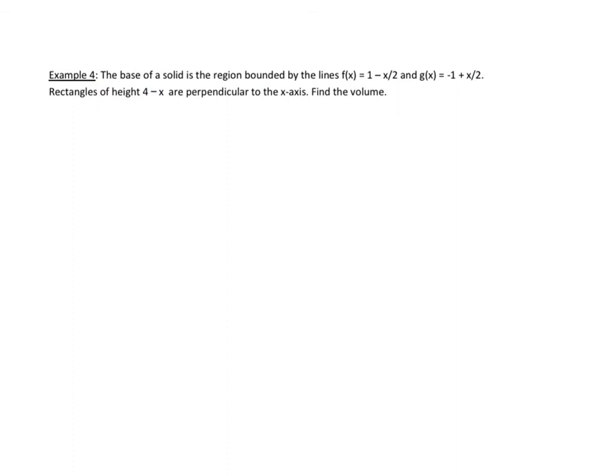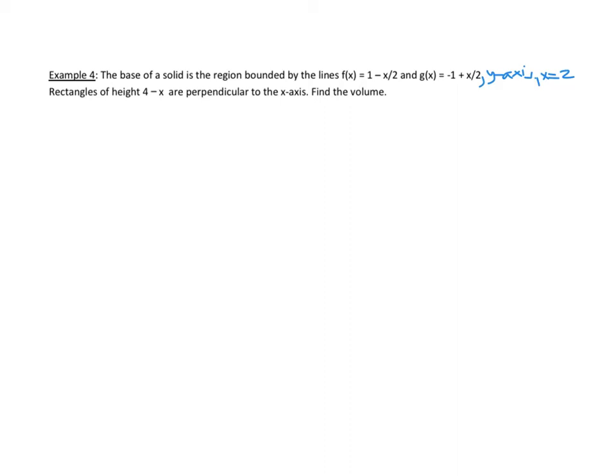So this next problem is a little bit more complicated. We have a base of a solid that is the region bounded by the lines f of x equals 1 minus x over 2 and g of x equals negative 1 plus x over 2. I'm actually going to add in also the y-axis and the line x equals 2. Rectangles of height 4 minus x are perpendicular to the x-axis. So we're going to find the volume.